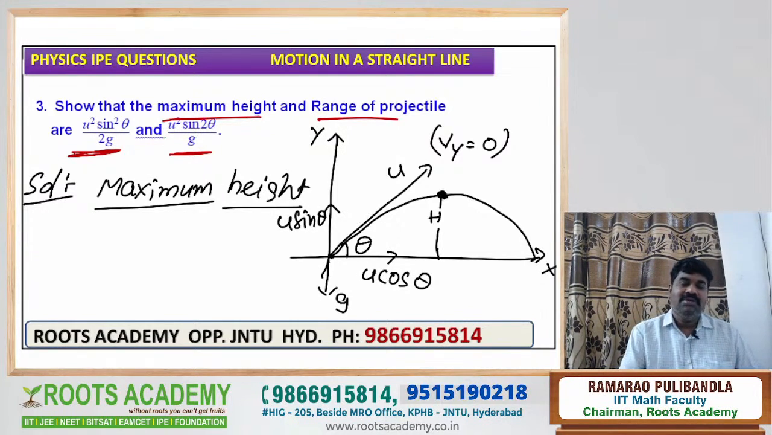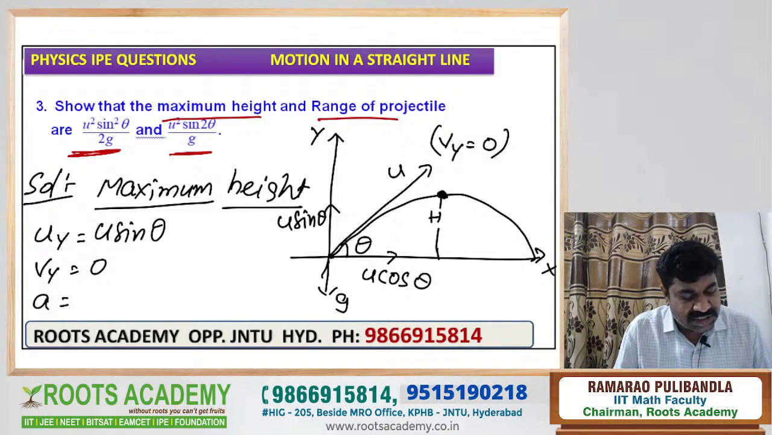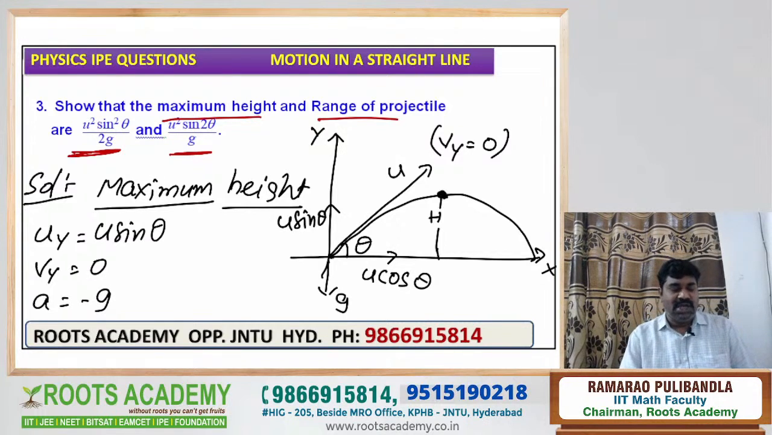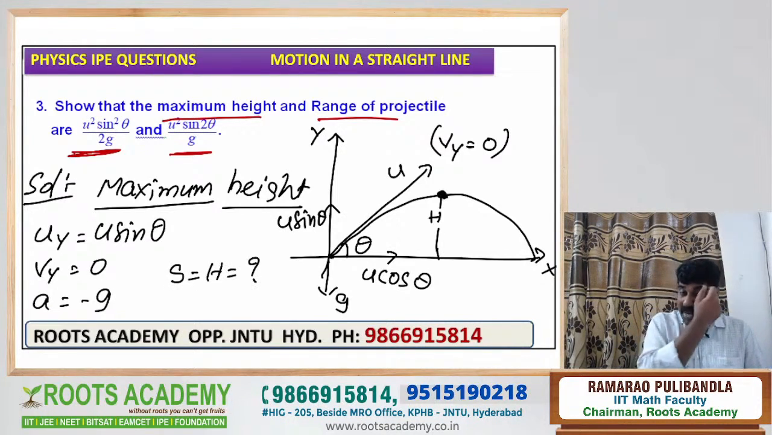So what is the maximum height? The height at which the vertical component of velocity is zero is called the maximum height of the projectile. We want to find the maximum height. What is the initial vertical component of velocity? U sin theta. What is the final vertical component of velocity? Zero. The acceleration is opposite to the velocity, so a is equal to minus g, and we want to find the height. That height is called the maximum height.